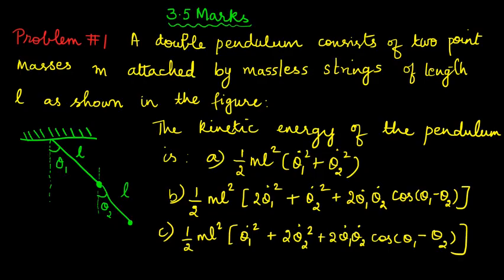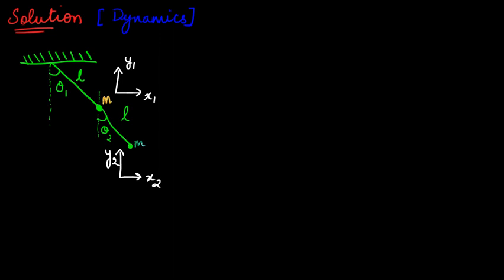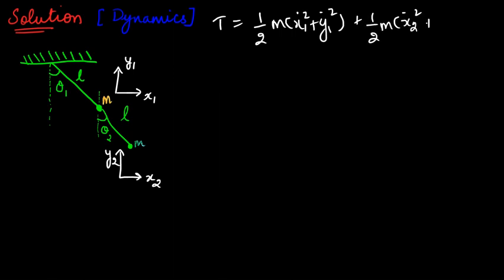So yes, the first problem is having a double pendulum, and we have to find the kinetic energy of this pendulum. I have drawn the same diagram over here. We have two masses M and M over here. Both have the same mass, and this mass will have the coordinates x1, y1, and this mass will have the coordinates x2, y2. We know that the kinetic energy is written as T is equal to half M times x1 dot square plus y1 dot square, plus half M times x2 dot square plus y2 dot square. So we have to find x1 dot, y1 dot, x2 dot and y2 dot.